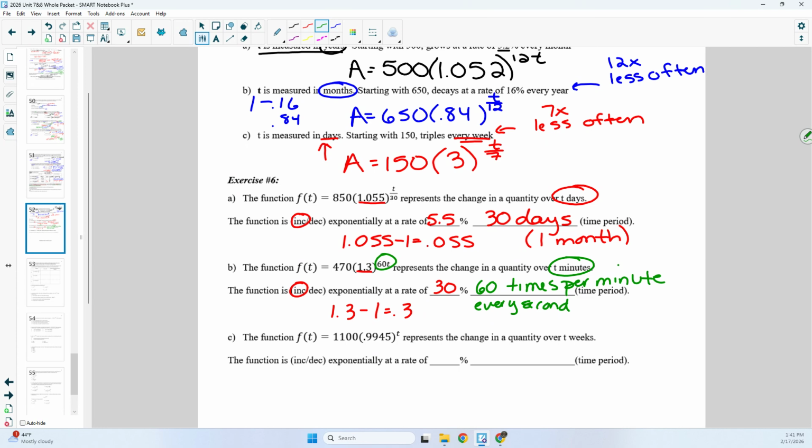The next one, we have decay for the first time because our base is less than 1, which gives me 0.0055, so we're at 0.55%. The t is just a t, so whatever I say my t is, that's happening every week. So if we don't have some change, that rate is happening for whatever the t variable is.